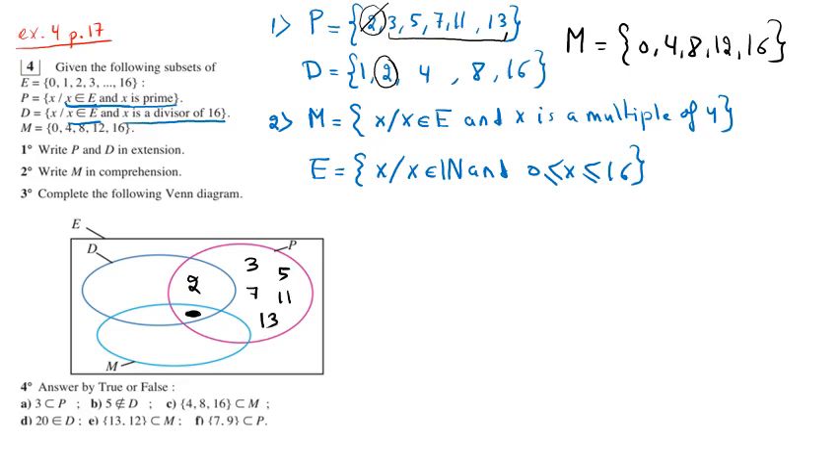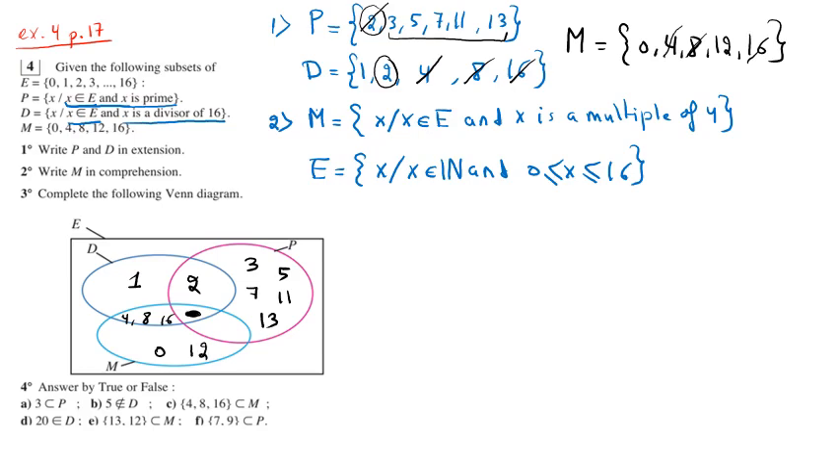Between D and M now, we have 4 is common, we have 8 is common, and 16. Between D and M, we have 4, 8, and 16. Here we have 4, 8, and 16. D contains only 1 now, and M, we have 0 and 12.